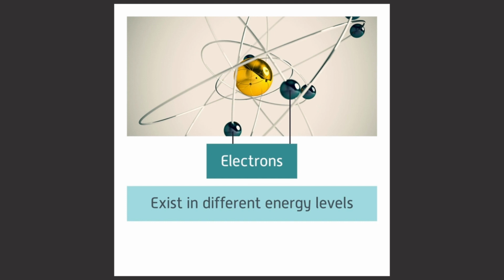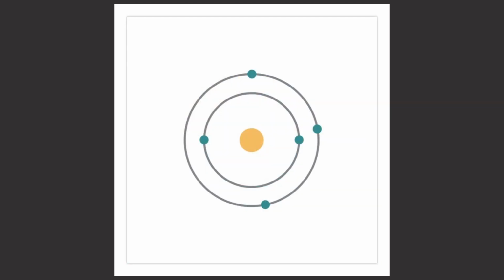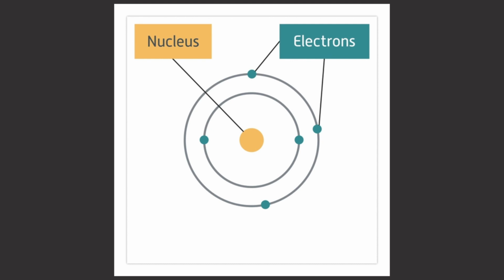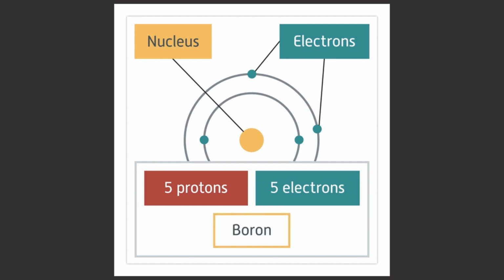Electrons exist in different energy levels and are found around the nucleus. You can draw this as a collection of circles. The nucleus is a very small circle in the center of your diagram. The electrons are positioned on larger outer circles. If an atom has 5 protons, then it will also have 5 electrons. This means it is an atom of boron.